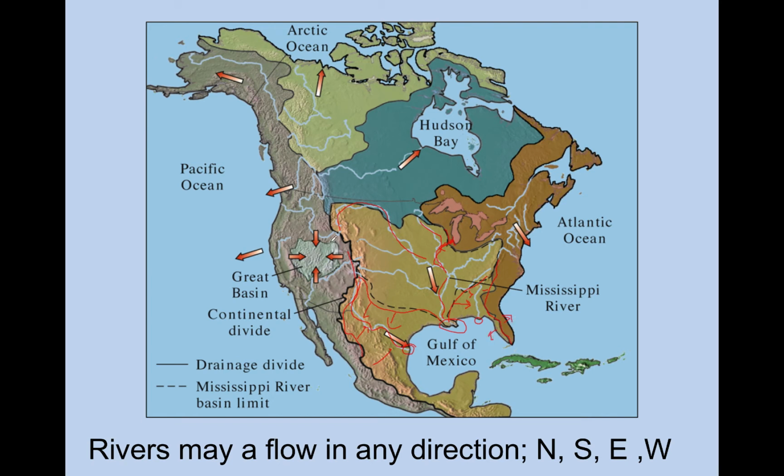Another interesting feature is a divide that is circular here. This is called the Great Basin. There are no outlets here to the ocean, so all the precipitation that falls in this region, if it doesn't evaporate or infiltrate, is going to run off into the Great Salt Lake, which sits down here by Salt Lake City.